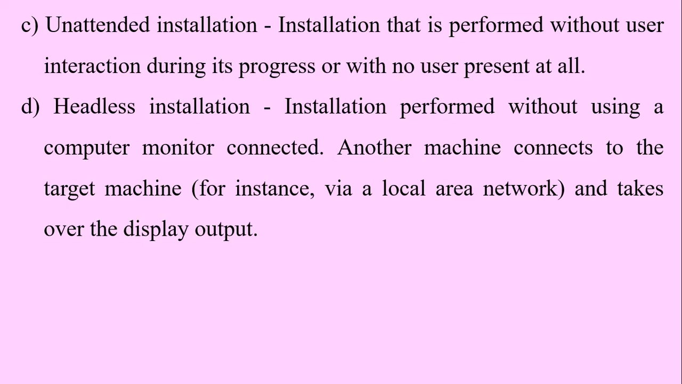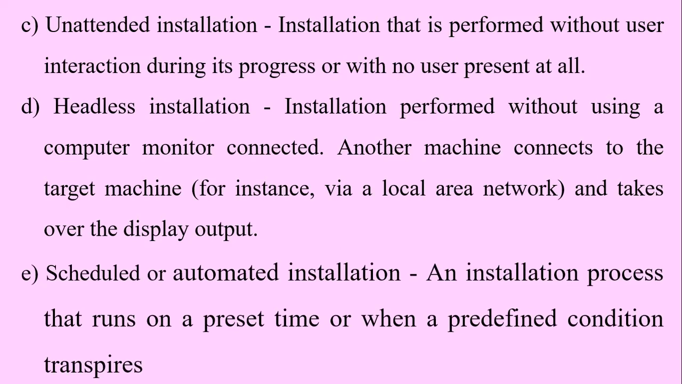This is an installation which is performed without a computer monitor connected. Another machine connects to the target machine, for instance, via a local area network, and takes over the display output. Number five is scheduled or automated installation. This is an installation process that runs at a preset time or when a predefined condition transpires.